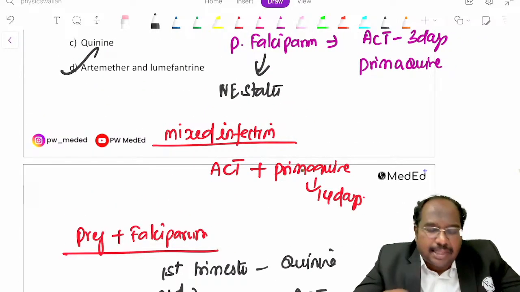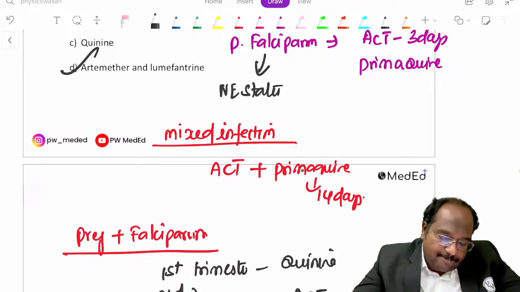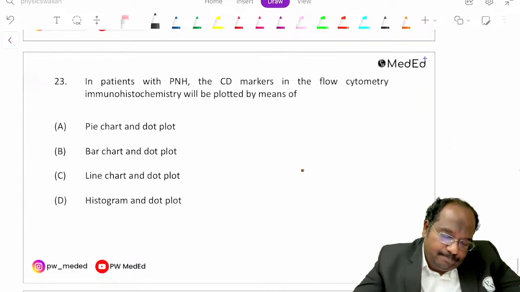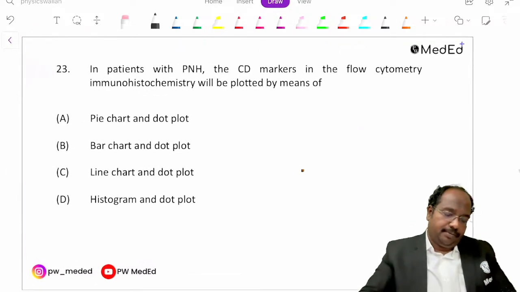So am I clear? These are the points we should know regarding the treatment of malaria, guys. Next question.